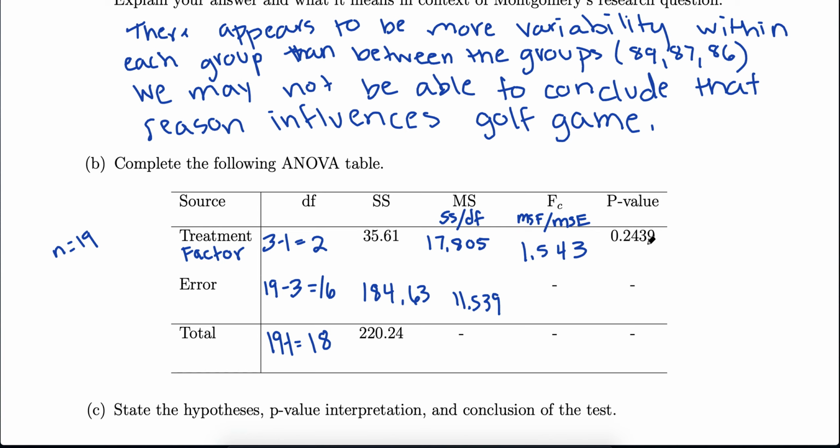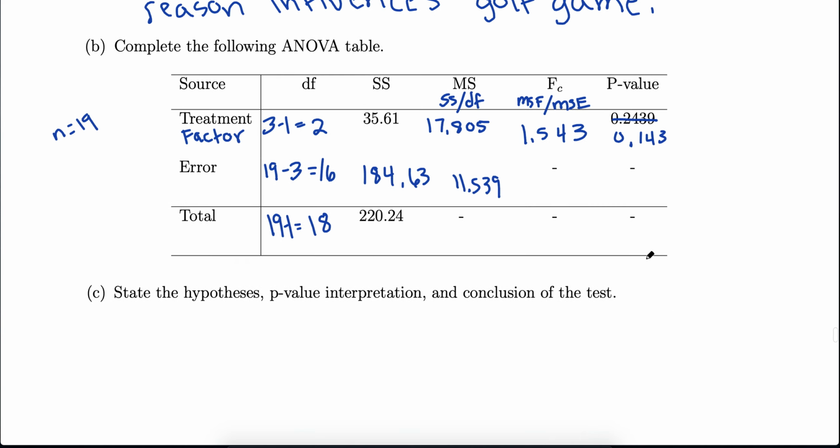When we find the p-value, and I apologize, there's a bit of a typo here. This should be 0.143. You should get this value. And now we can kind of wrap this up.